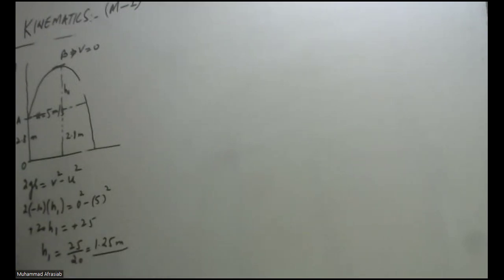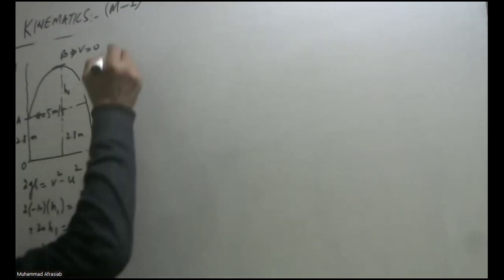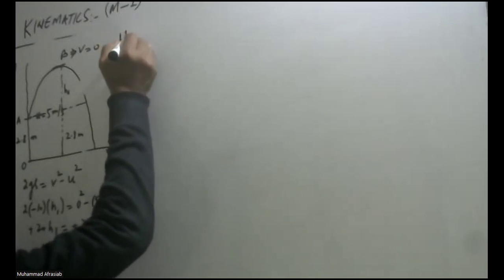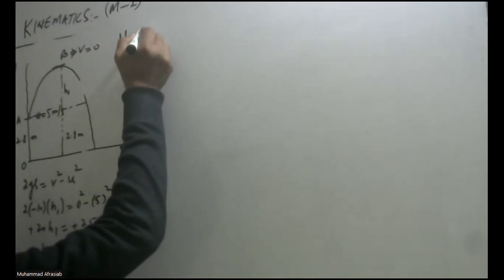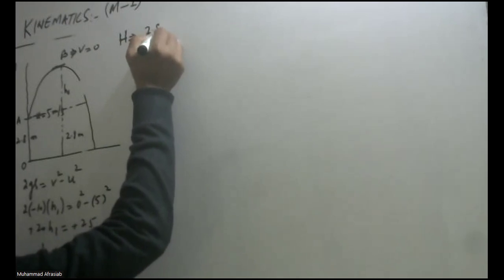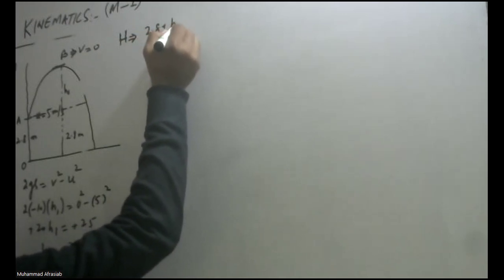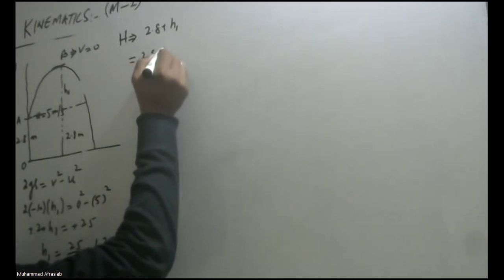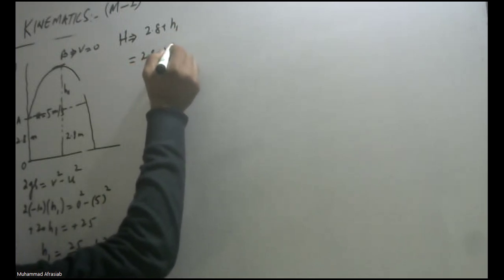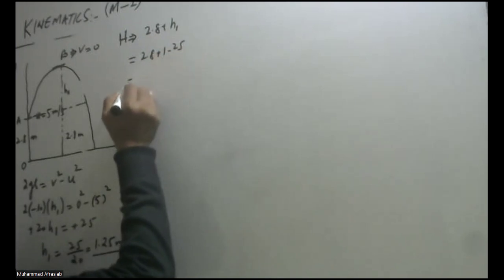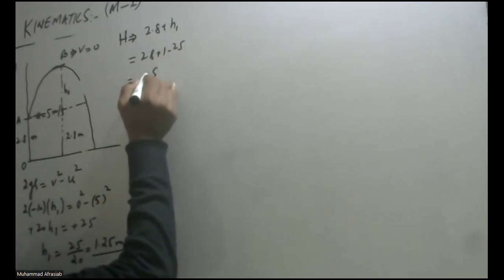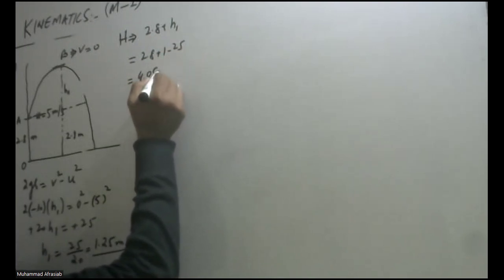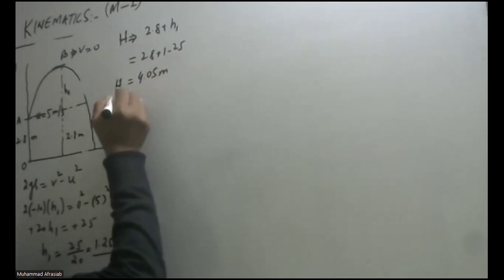which is equal to 1.25 meters. So the total height of this particle P above the ground is 2.8 plus this height h1. So that is equal to 2.8 plus 1.25, which is equal to 4.05 meters above the ground for this part.